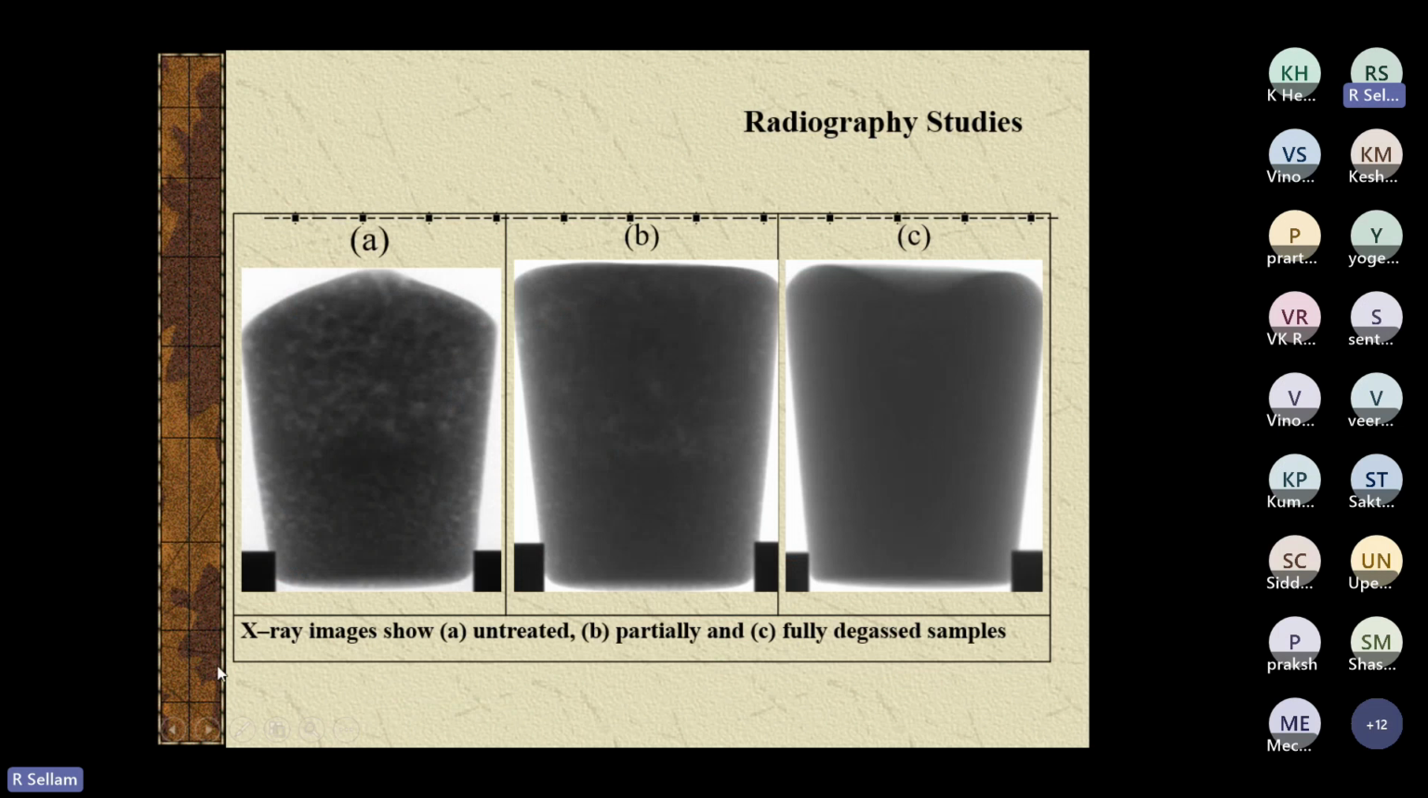For X-ray imaging, see, it is untreated, a lot of bubbles, and it is being swollen up. Partially, these white patches are containing gas. At the bottom it is clear. These dark patches and white patches are containing gases. Almost, I mean, it is equal. And that's the fully degassed sample. These cones are there. Depression is there. That is indicating it is fully degassed.